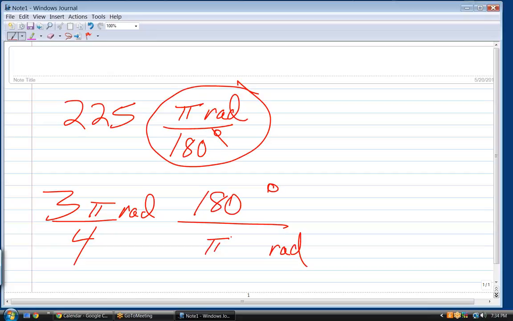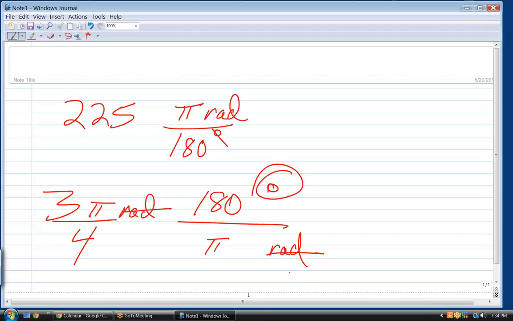So it's either pi over 180 or 180 over pi, depending on which unit you need to lose and which you need to gain. You know what I mean by that? Yeah. In other words, when it's radians there, those cross out, and I'm left with degrees. And that is 135 degrees.